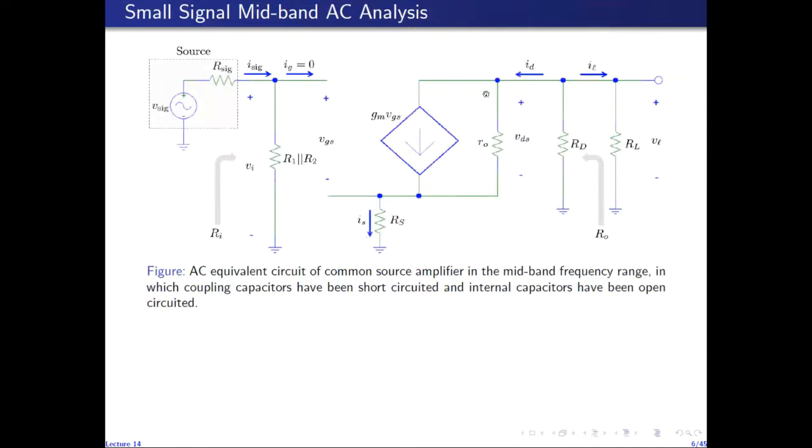So we wish to find IR naught, which is the current flowing through R naught in this circuit. So IR naught is given by VDS over R naught, and VDS is VD minus VS. VD is the voltage at the drain with respect to ground, which is equal to minus ID times RD in parallel with RL. And VS is the voltage at source with respect to ground, which is ISRS, and IS is ID.